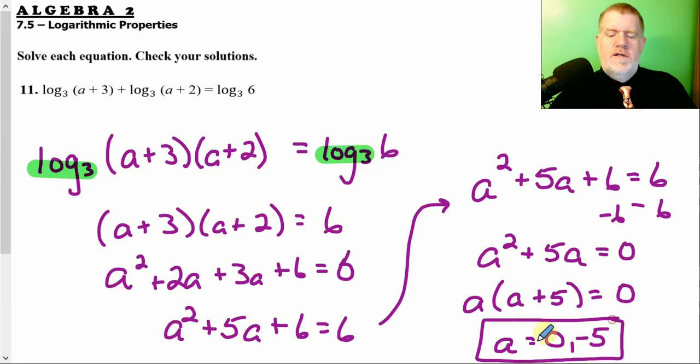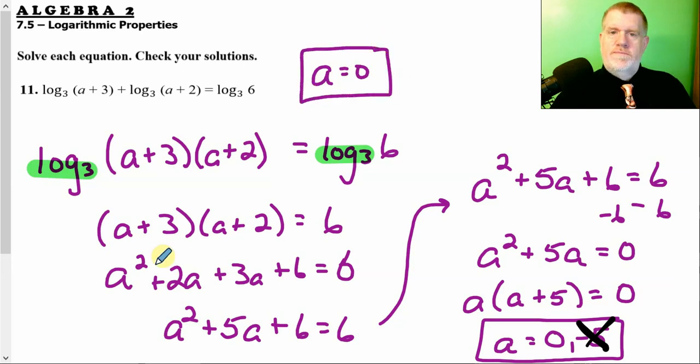I do have to check. If I plug 0 in, I get 0 plus 3, 0 plus 2. Okay, those are positive. I put in negative 5. Negative 5 plus 3 is negative 2. These can't be negative. Therefore, there's no negative 5. A can only equal 0. Negative 5 will not work. Okay.